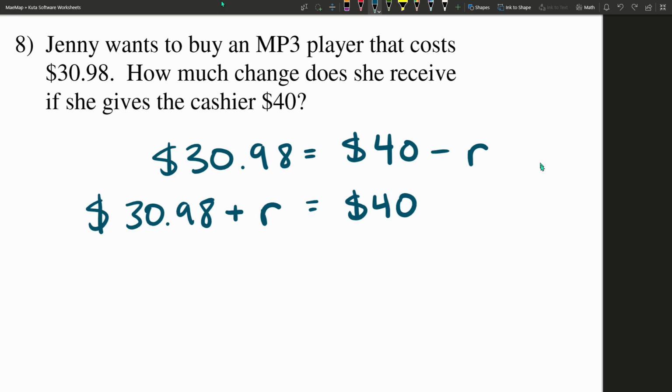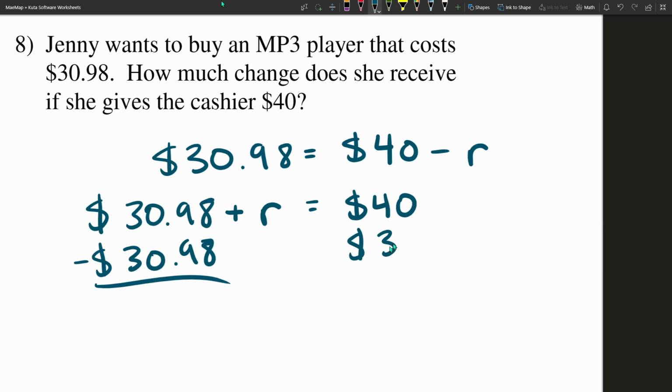We want to use a one-step equation. What's going to get us there? If we subtract 40, R is going to be negative on the side, which we don't want. So let's work with our equation where R is positive. So we're going to subtract the $30.98 from both sides. That will leave us with R equaling $40 minus $30.98.